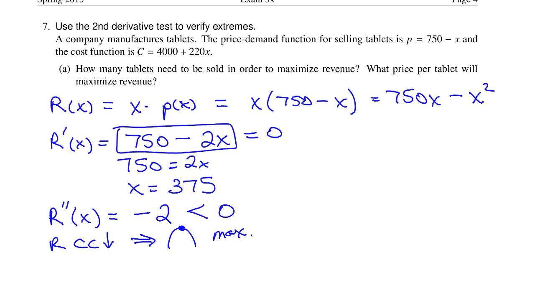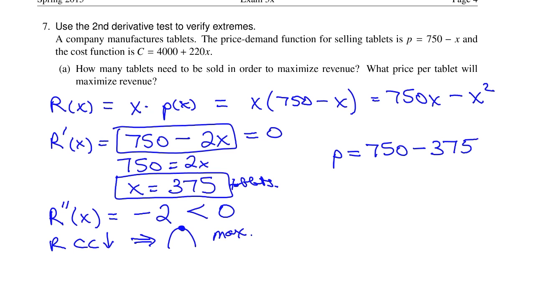So how many tablets need to be sold in order to maximize revenue? 375 tablets. And then what price per tablet will maximize revenue? So we're going to plug that back into the price function. So it's 750 minus the number of tablets, 375, which is also 375. So $375 per tablet.